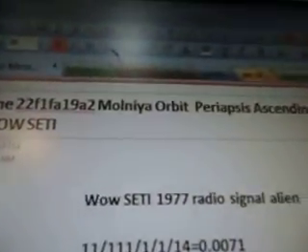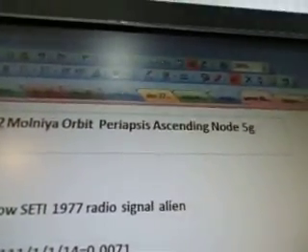Next video is part 284A2. Molniya orbit, periapsis, ascending node, 5G, Wow! Seti. There's the alien radio signal there.